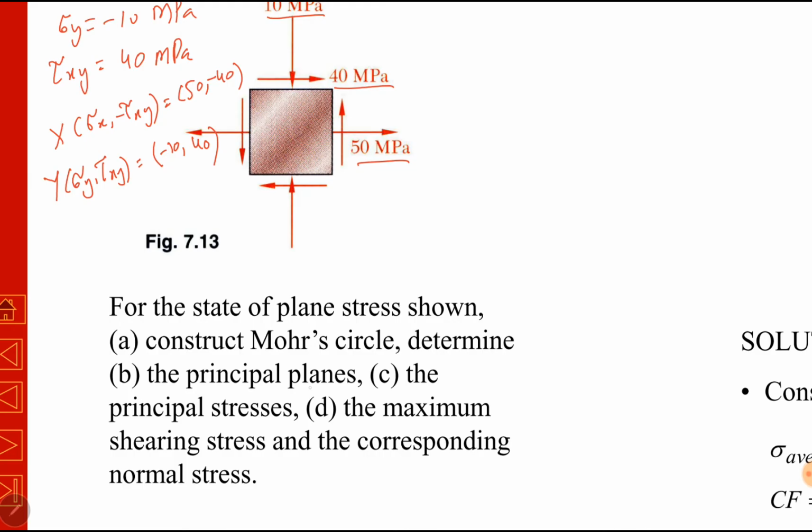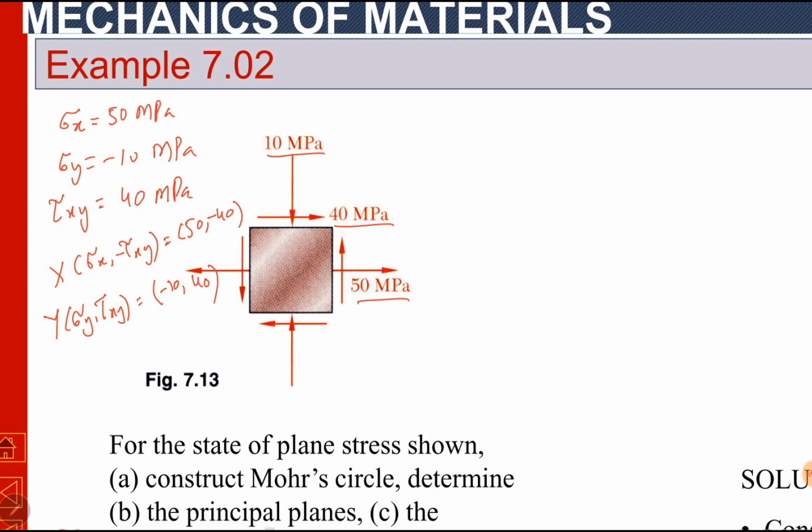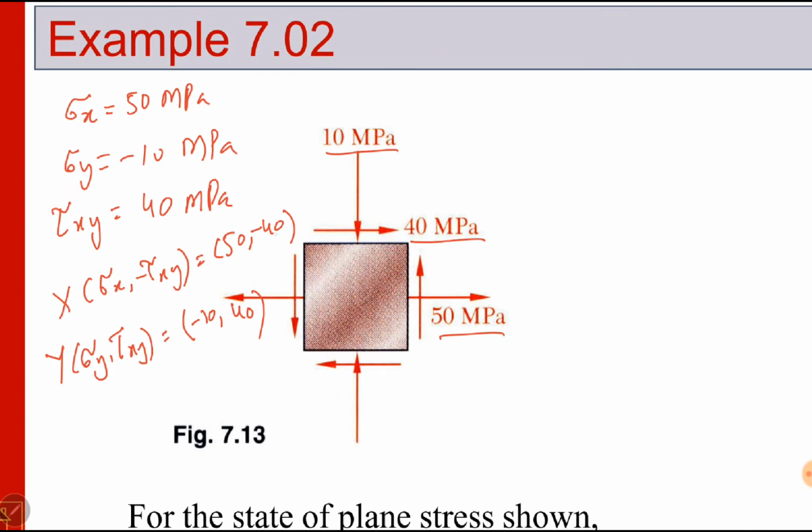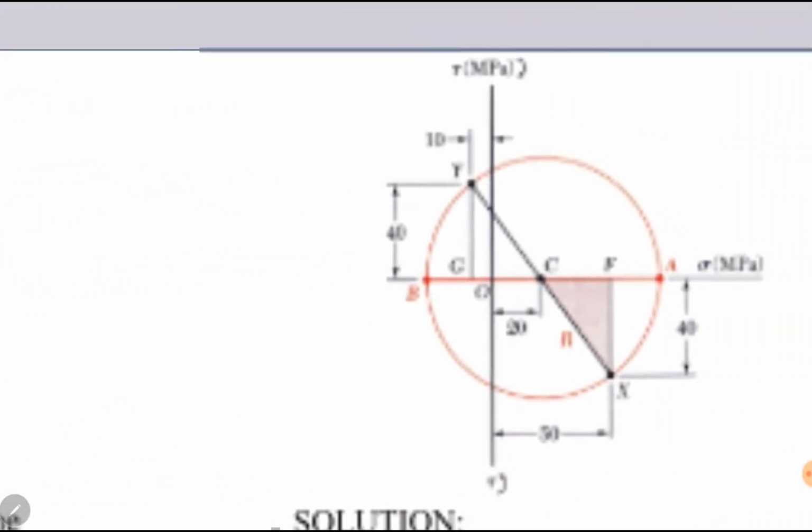in part B, principal planes. Principal planes means theta p. In part C, the principal stresses. Principal stresses means sigma maximum and sigma minimum. In part D, the maximum shearing stress and the corresponding normal stress. The maximum shear stress is tau maximum, and the corresponding normal stress is sigma dash, which is equal to sigma average. So to draw the Mohr circle, we need these 2 points, x and y, 50, minus 40 and minus 10, 40. So we will draw it here.